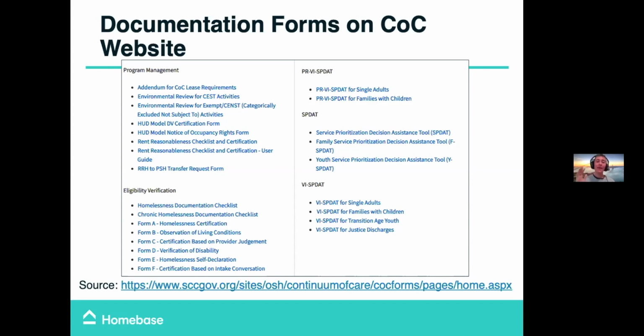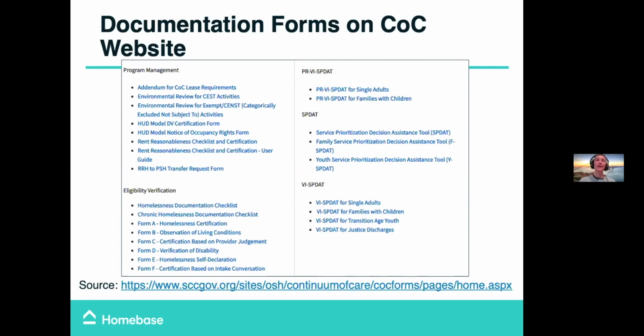And then forms A through F, those are the forms that you would use to actually do the documentation. The checklist is more of a guide. Forms A through F give you a form and a structure for various types of documentation that you could use to document various parts of the chronic homelessness definition.